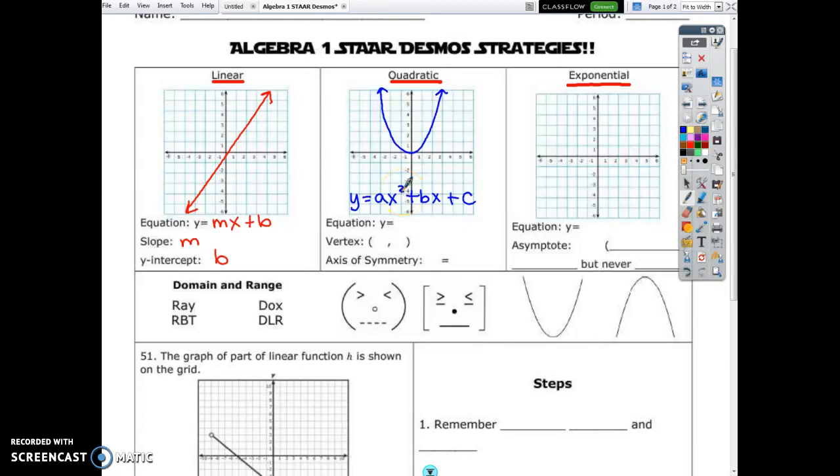And then the other equation is y equals a, parentheses, x minus h, close parentheses, square, plus k, where h, k is the vertex, and the axis of symmetry is x equals whatever your h is.